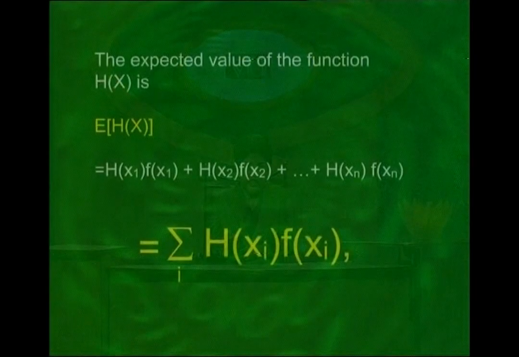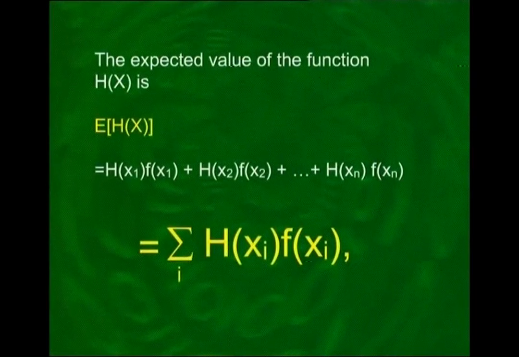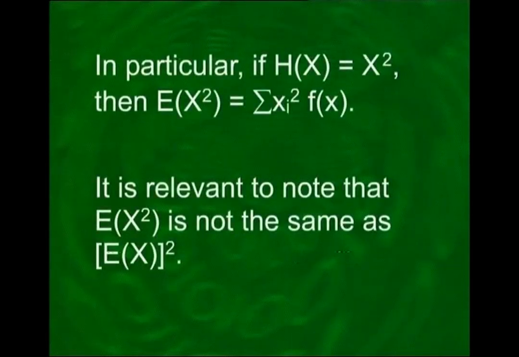As you see on the screen, E of h of x is equal to sigma h of x into f of x. In particular, if h of x is equal to x square, then E of x square is equal to sigma x square into f of x. It is important to note that E of x square is not the same as E of x whole square.